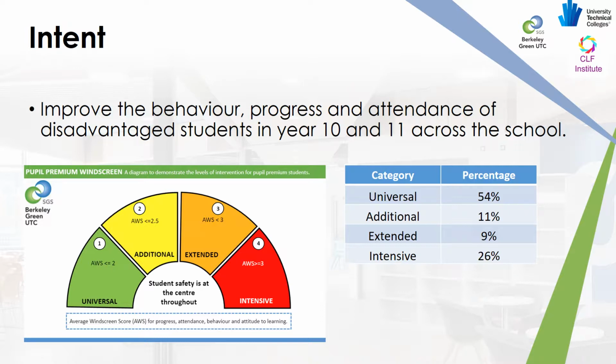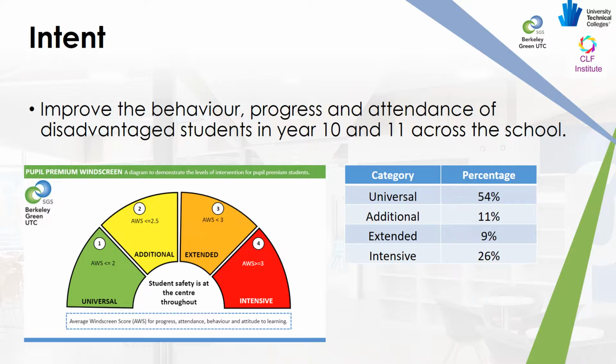I've created a number of windscreens which I'll be using to record the progress of my project, which are all based around the same style and structure, but they have different meaning and different focus areas. So this one is my pupil premium windscreen, which draws in the current data for behaviour, progress, attendance and attitude to learning, and then it takes the average position for our pupil premium students.